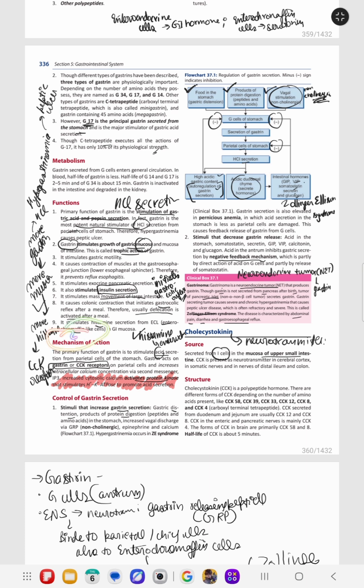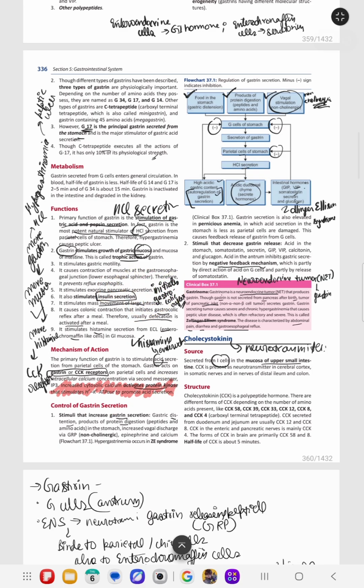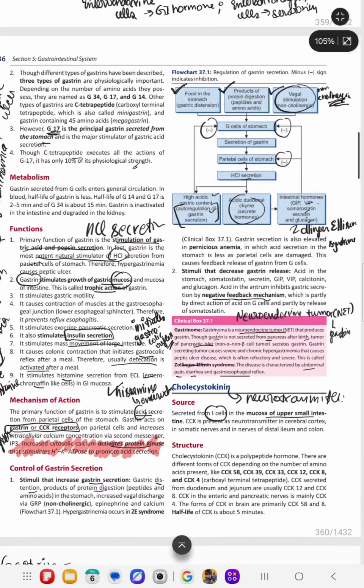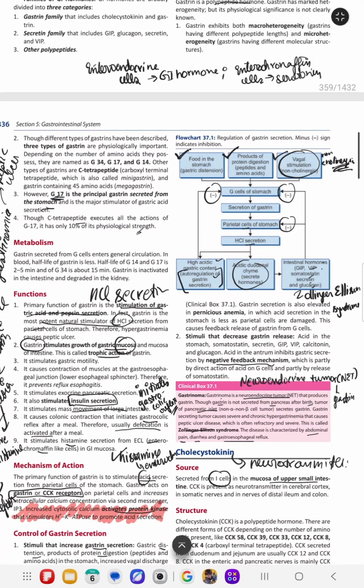Now the mechanism of action. The primary function of gastrin is to stimulate acid secretion. Gastrin acts on gastrin or CCK receptor, CCKB mainly, and activates protein kinase. Control of gastrin, you just need to make this diagram to get full marks for this.